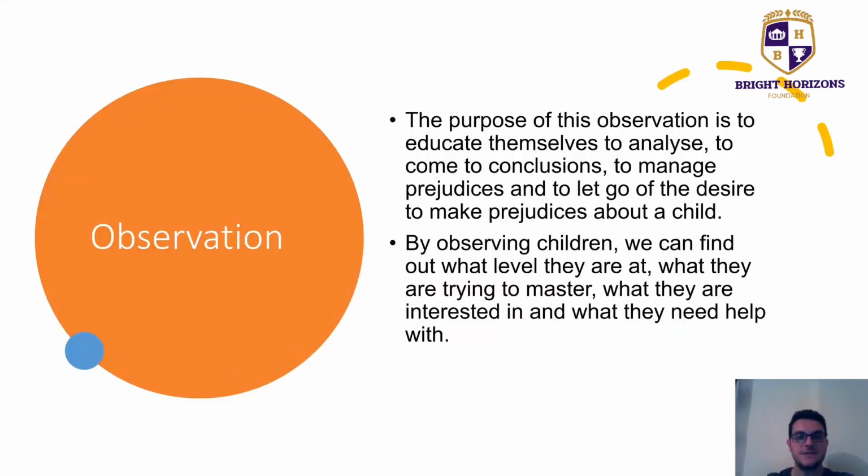When we apply these activities to our children, observing them simultaneously also plays a key role in this method. The purpose of this observation is to train ourselves to analyze, to come to conclusions, to manage prejudices, and to let go of the desire to make prejudices about a child. By observing children, we can find out what level they are at, what they are trying to master, what they are interested in, as well as what they need help with. All of these important findings are going to increase the success of this method for the children.